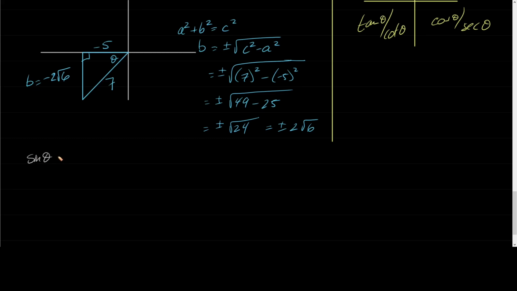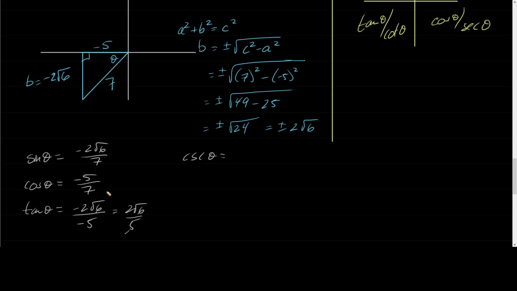Sine theta is opposite over hypotenuse, so that would be -2 radical 6/7. Cosine theta is adjacent over hypotenuse, so that's -5/7. Tangent theta is opposite over adjacent, so it'll be -2 radical 6/-5, which is simply 2 radical 6/5.